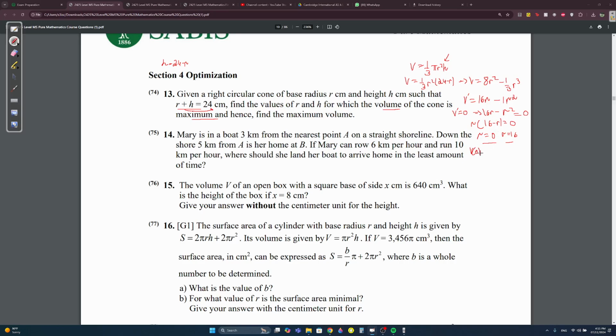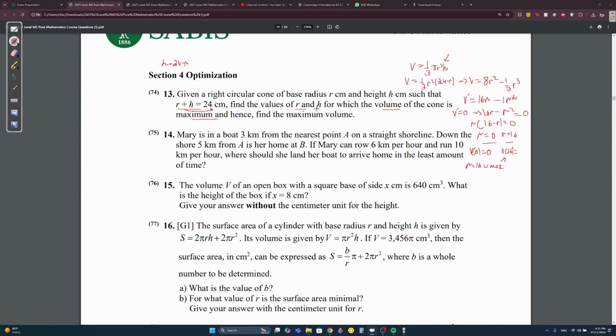Like, look, you have to show this. V of 0 is equal to 0. You have to show this. Then you're going to substitute V of 16 also, and you're going to show that you get an answer that isn't 0, and you're going to say that means R equals 16 is max. So, what are they asking?